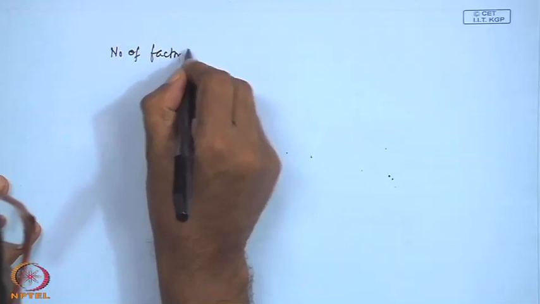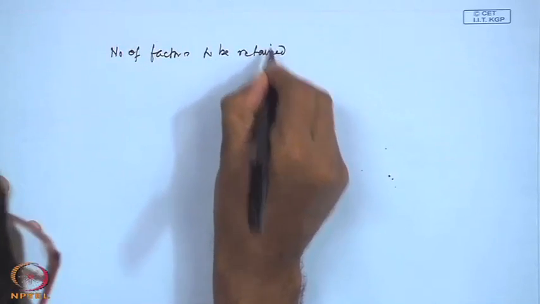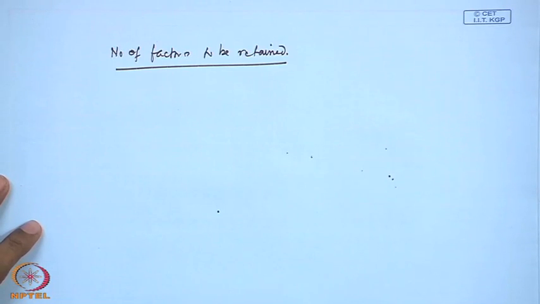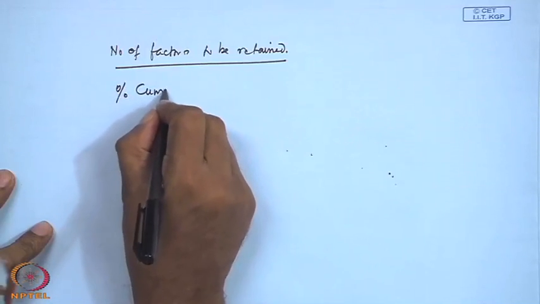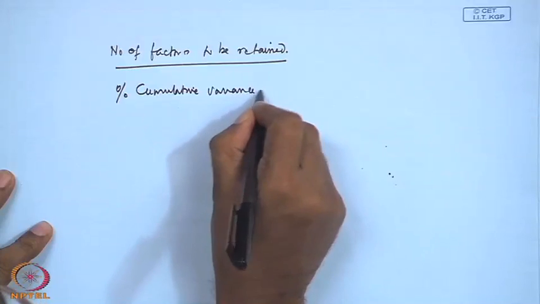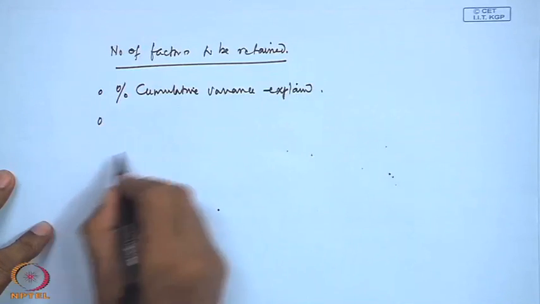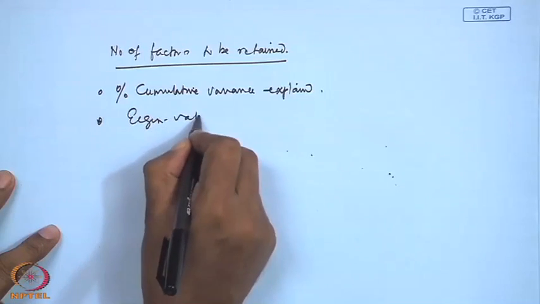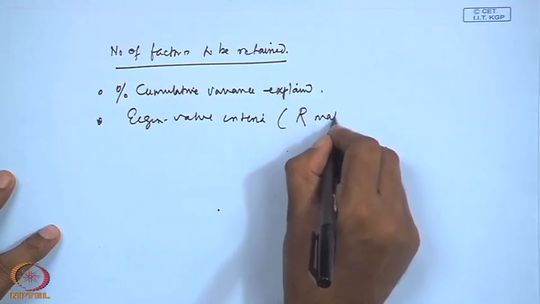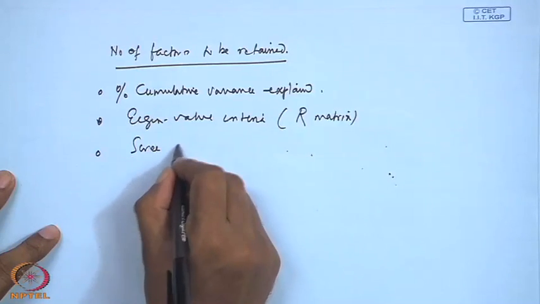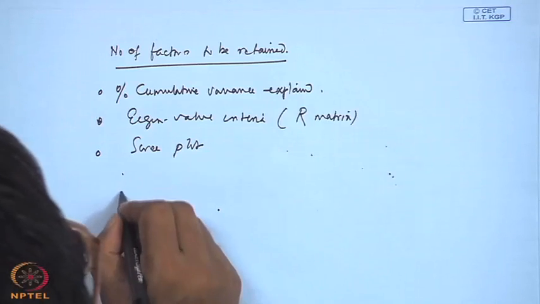The next issue is the number of factors to be retained. How many factors will you keep? It is similar to principal component analysis, where we have seen that the number of components to be kept is decided by several means, for example percentage cumulative variance explained. Then we have also given you the eigenvalue criterion, which may be used when you use the R matrix, and then the scree plot is there. Many similar things we have explained there.